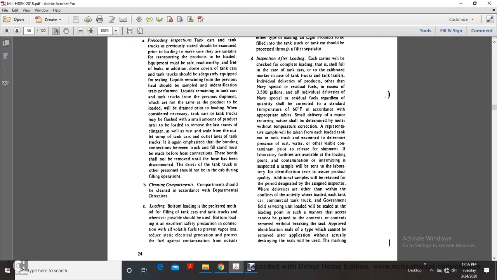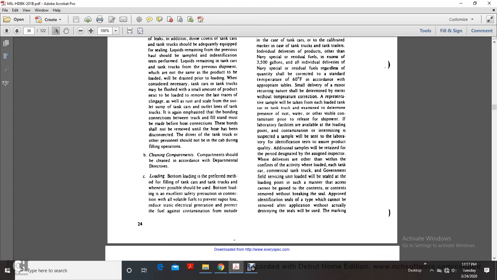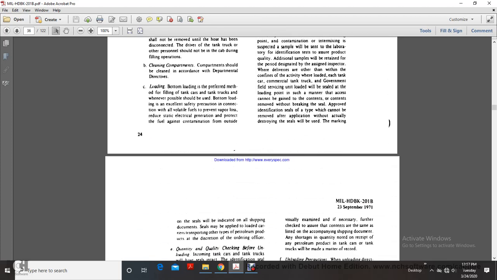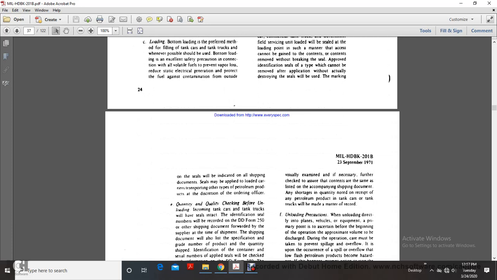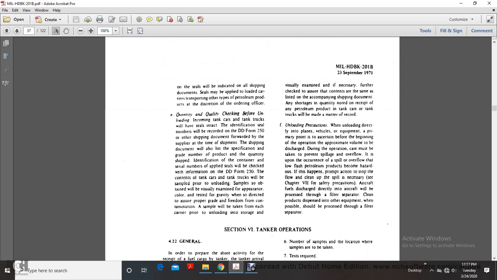An additional sample will be retained for a period designated by the assigned inspector. Where deliveries are other than to the activity loaded, each tank of the commercial tank truck or government field servicing unit will be sealed at the loading point in such a manner that any removal of the contents requires breaking the seal. Improved identification seals, which cannot be removed after application without being destroyed, will be used. The marking on the seals will be indicated on all the shipping documents. The seals may be used on loads carrying other types of petroleum products at the discretion of the ordering officer.